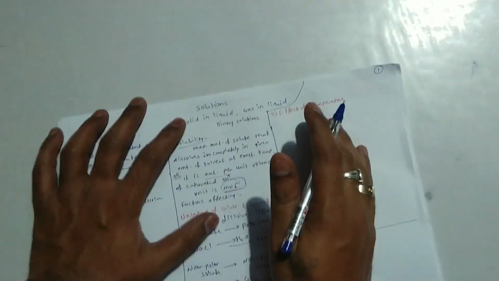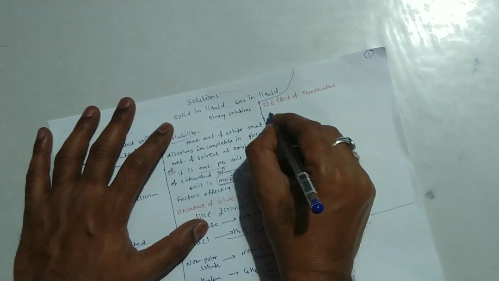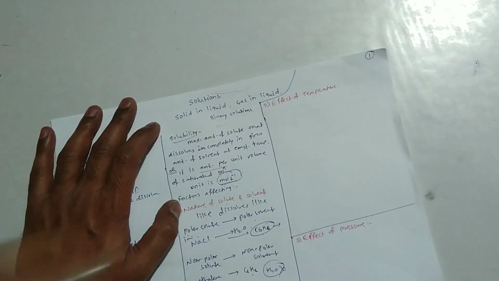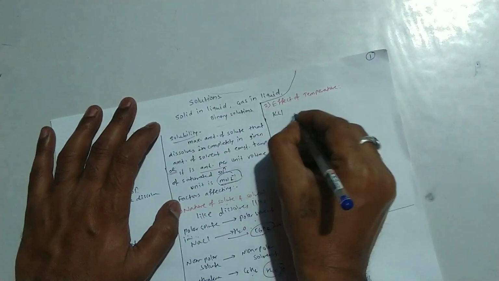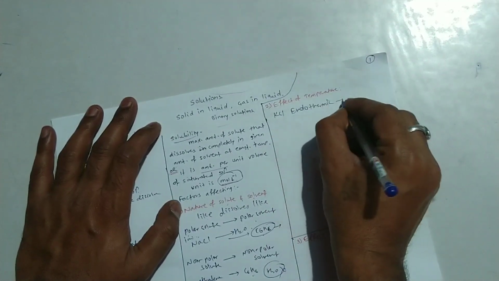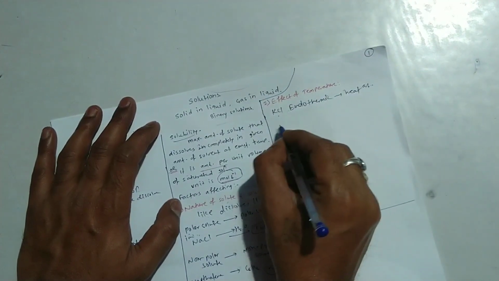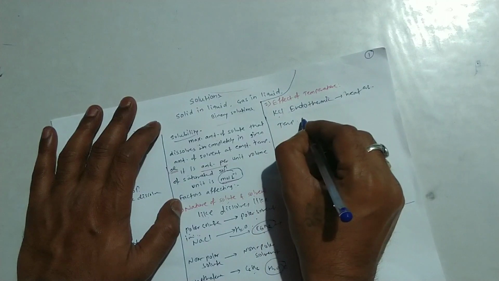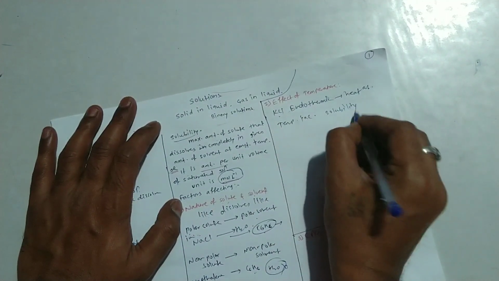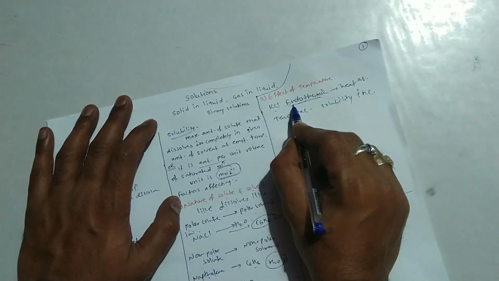Now the effect of temperature. In solution, we get two types of processes when we are dissolving any substance. For example, KCl dissolves in water with an endothermic process, that is, heat is absorbed. So obviously when we provide heat to that particular solution, that means if the temperature increases, then obviously the solubility of such a substance or solute increases, because it is an endothermic, heat-absorbing process.